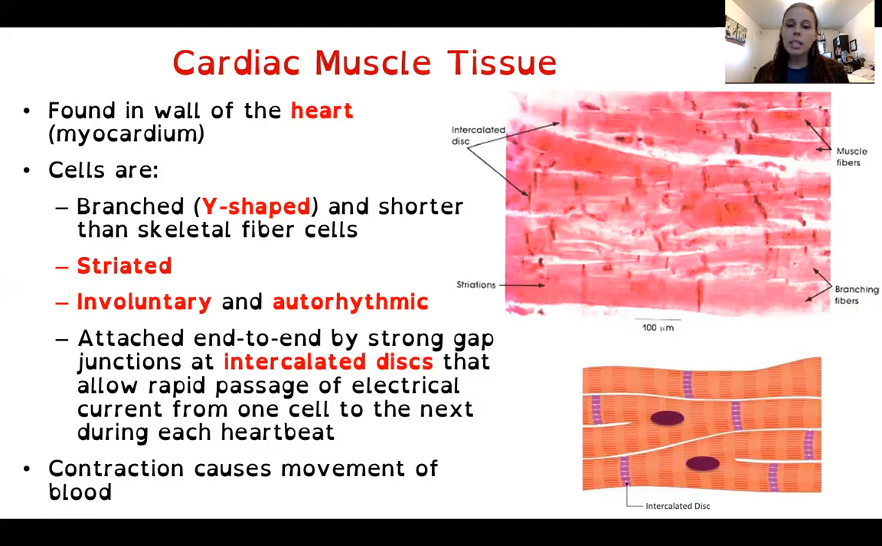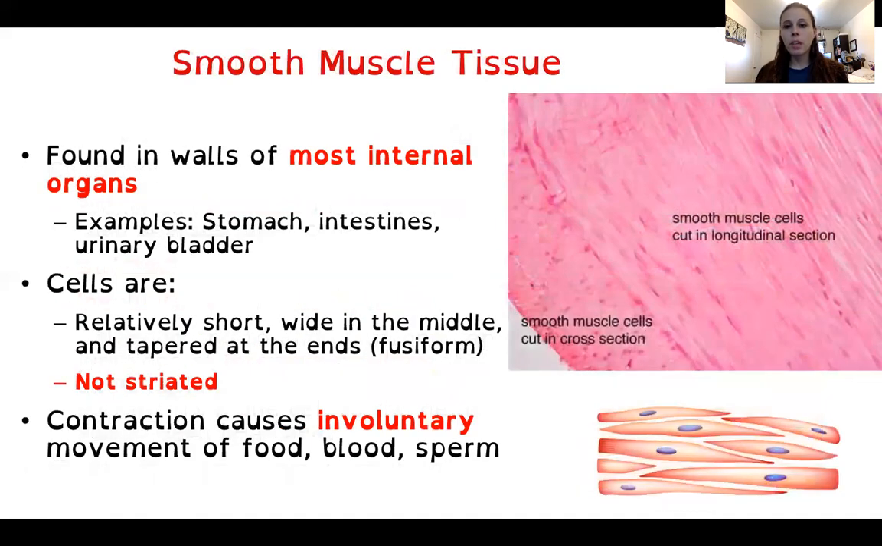beats of the heart, and it's autorhythmic. And what that means is that there are pacemakers within the cardiac muscle tissue that allow these cells to contract and relax. And remember, there is also the autonomic nervous system that controls the activity of the heart by increasing or slowing down the heart rate. But that's also involuntary. And the last type of muscle tissue is smooth muscle tissue.